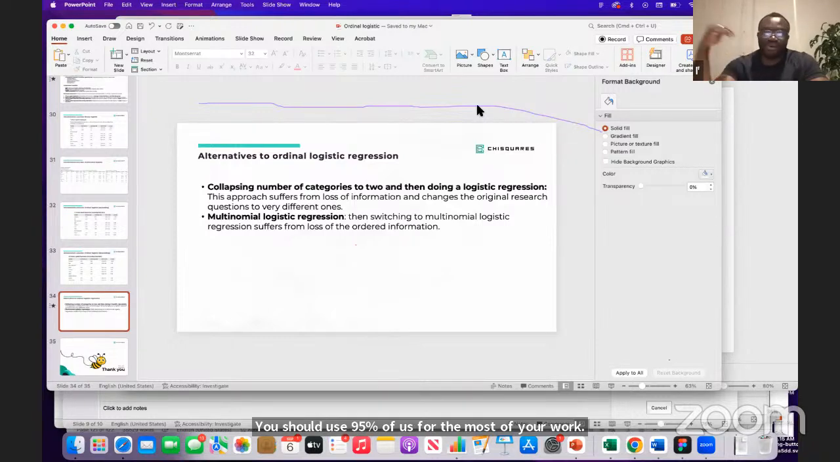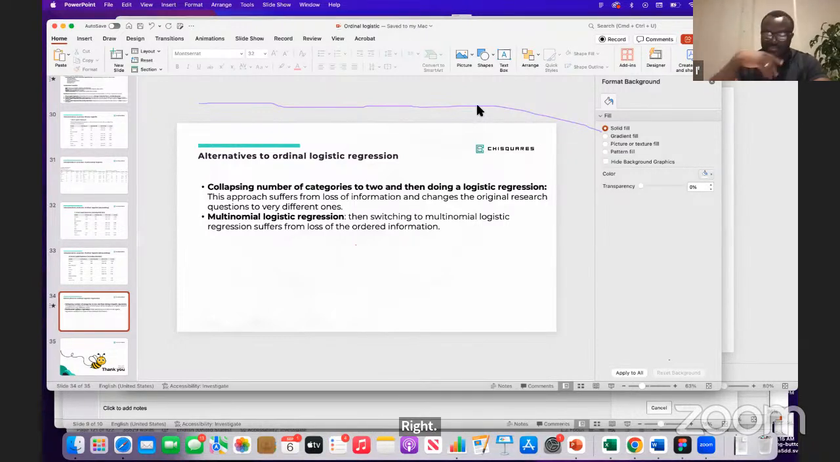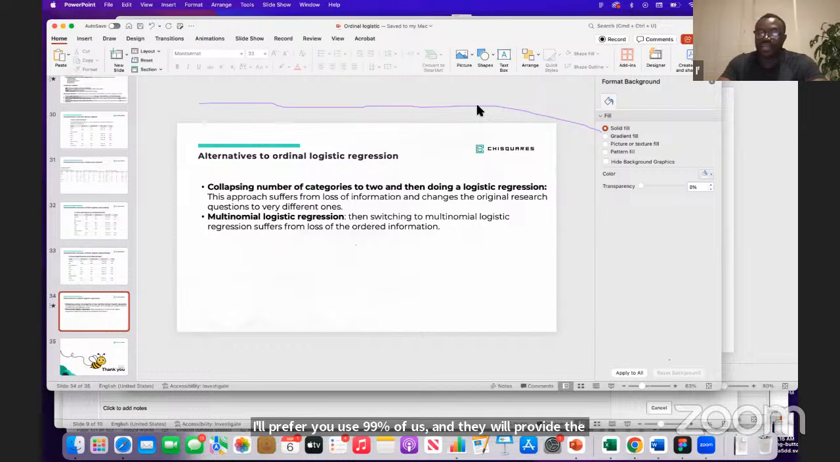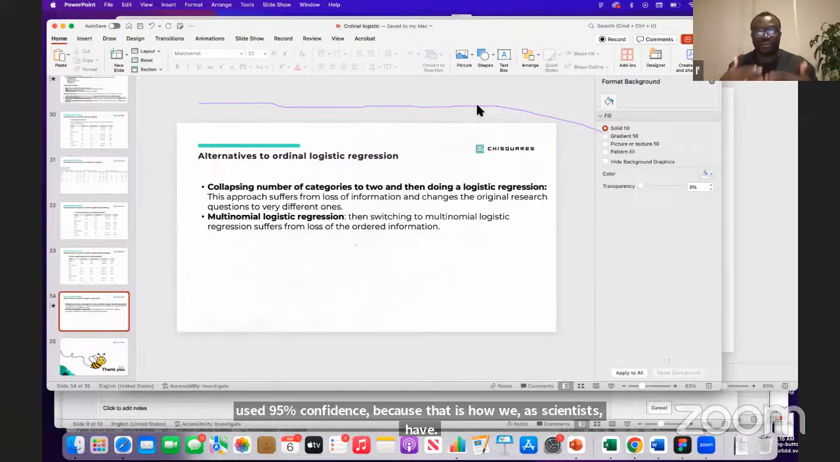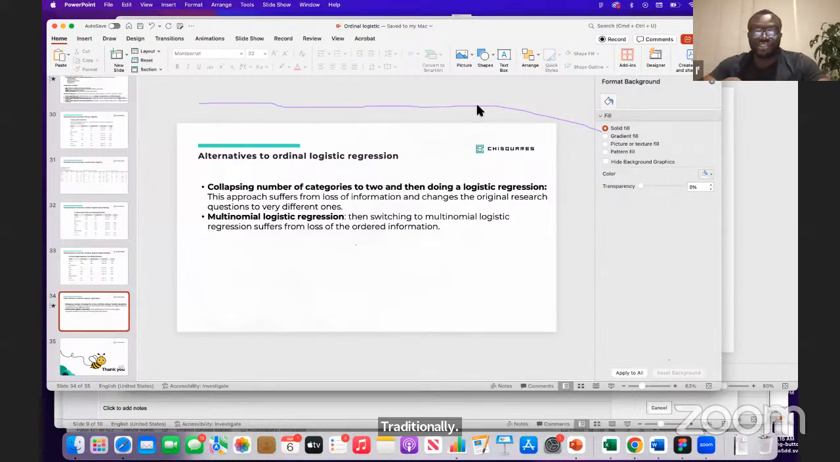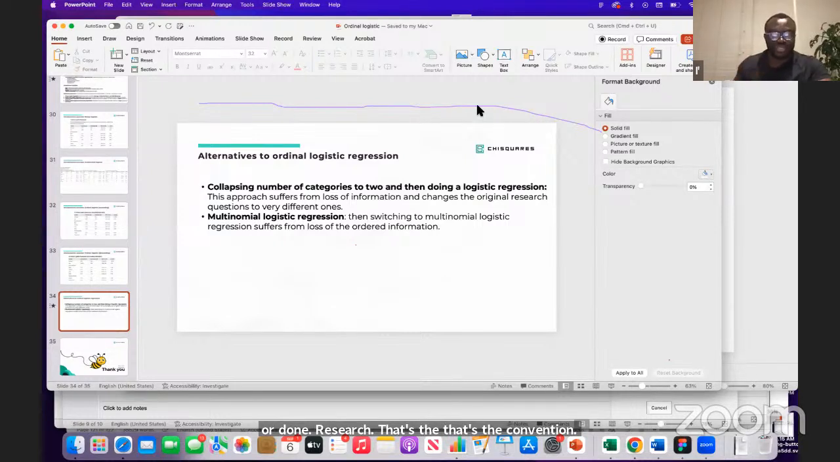Unless a reviewer or an editor-in-chief says that they prefer you use 99% intervals, and they will provide the justification for it. So the take-home message is, please always use 95% confidence intervals, because that is how we as scientists have traditionally reported or done research. That's the convention. Convention means that it's not a hard set rule, but it's just the way we do things.